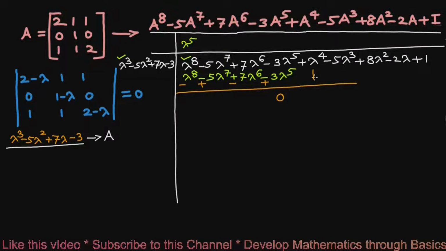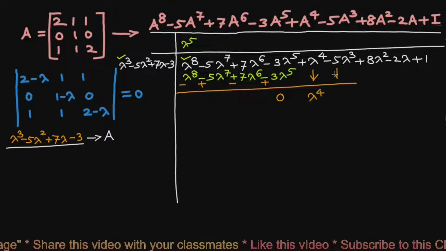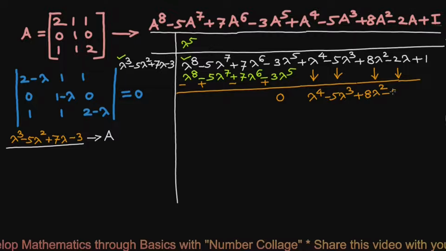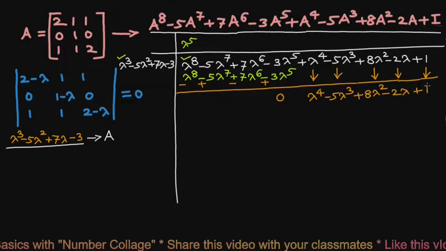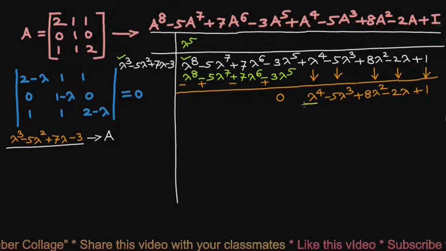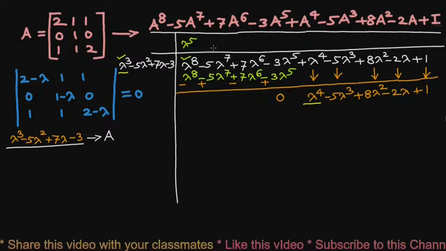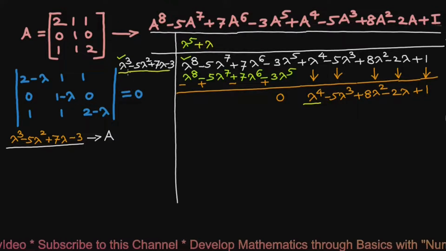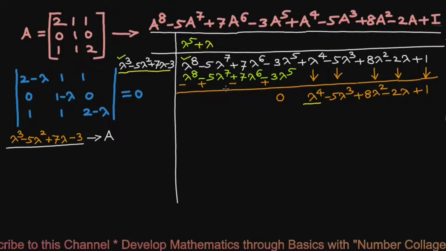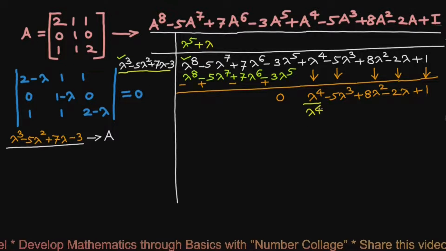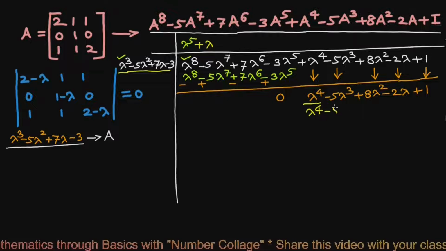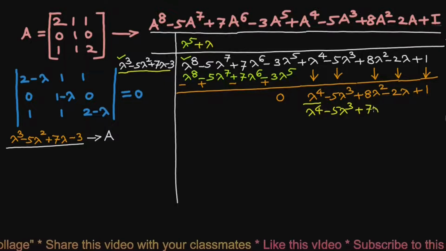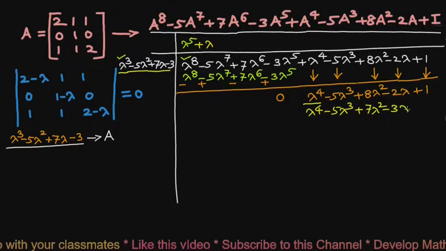Next we pull down lambda^4, then minus 5 lambda cube plus 8 lambda square minus 2 lambda plus 1, and now we divide lambda^4 by lambda cube. That gives us quotient lambda. Now we multiply the whole divisor by lambda: lambda into lambda cube is lambda^4, lambda into minus 5 lambda square is minus 5 lambda cube, lambda into 7 lambda is 7 lambda square, lambda into minus 3 is minus 3 lambda.